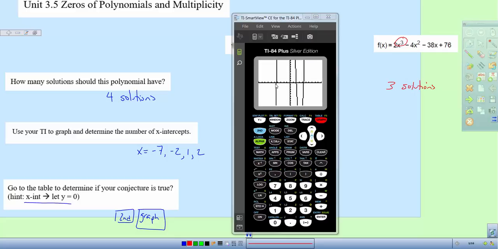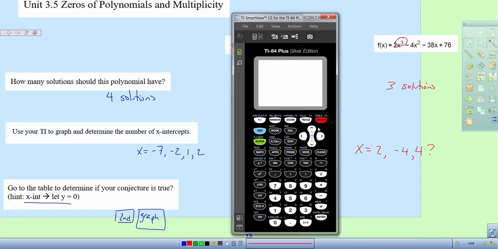I can take a look at my graph. I can see it looks like it crosses at negative 1, negative 2, negative 3, maybe negative 4, but not quite. And for sure, I can see it crosses at positive 2. So I can see x equals 2, and then I've got 2 points I'm not really sure about, and that's negative 4 and positive 4, because it's not right on it like the positive 2 is. So I go to my table, second, table, and I go to negative 4, and sure enough, it doesn't exactly cross at negative 4.